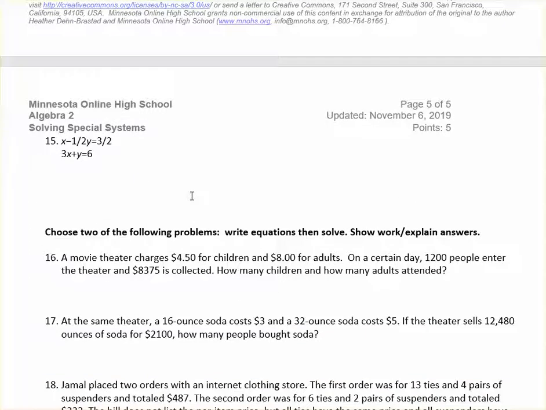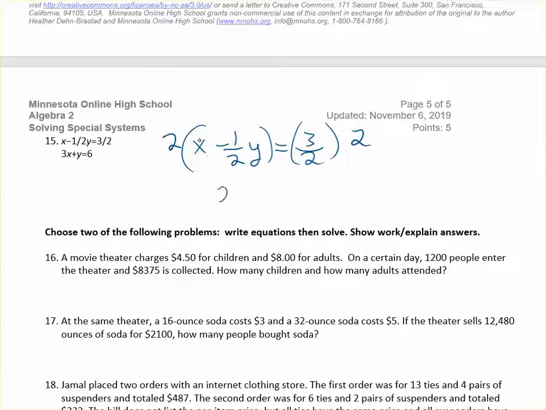And there's a few more to solve. And remember that if you have, like number 15, if you don't want to work with fractions, all you need to do is multiply both sides of the equation by a number that would clear the fractions. For example, in this problem, I could just multiply both sides by 2. If I multiply both sides by 2, I do the distributive property. I'd have 2 times x. Then I have 2 times negative 1/2.